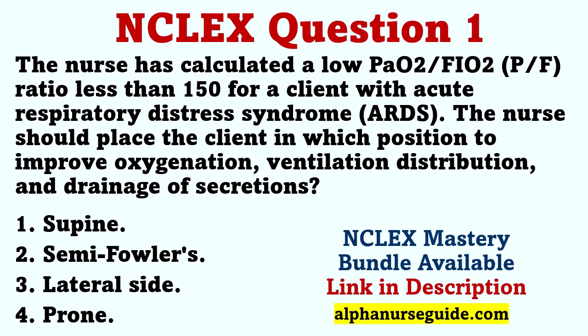The nurse has calculated a low PaO2/FiO2 ratio less than 150 for a client with acute respiratory distress syndrome. The nurse should place the client in which position to improve oxygenation, ventilation distribution, and drainage of secretions? 1. Supine. 2. Semi-Fowler's. 3. Lateral side. 4. Prone.